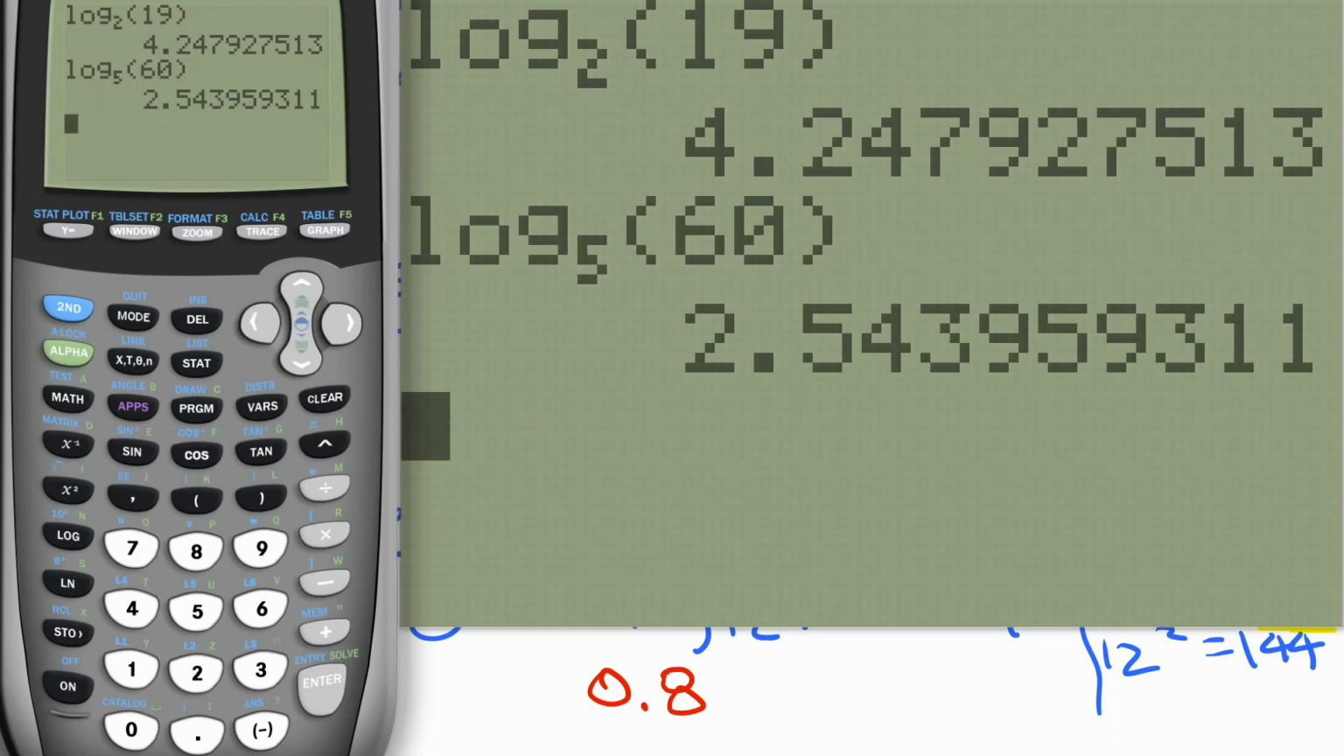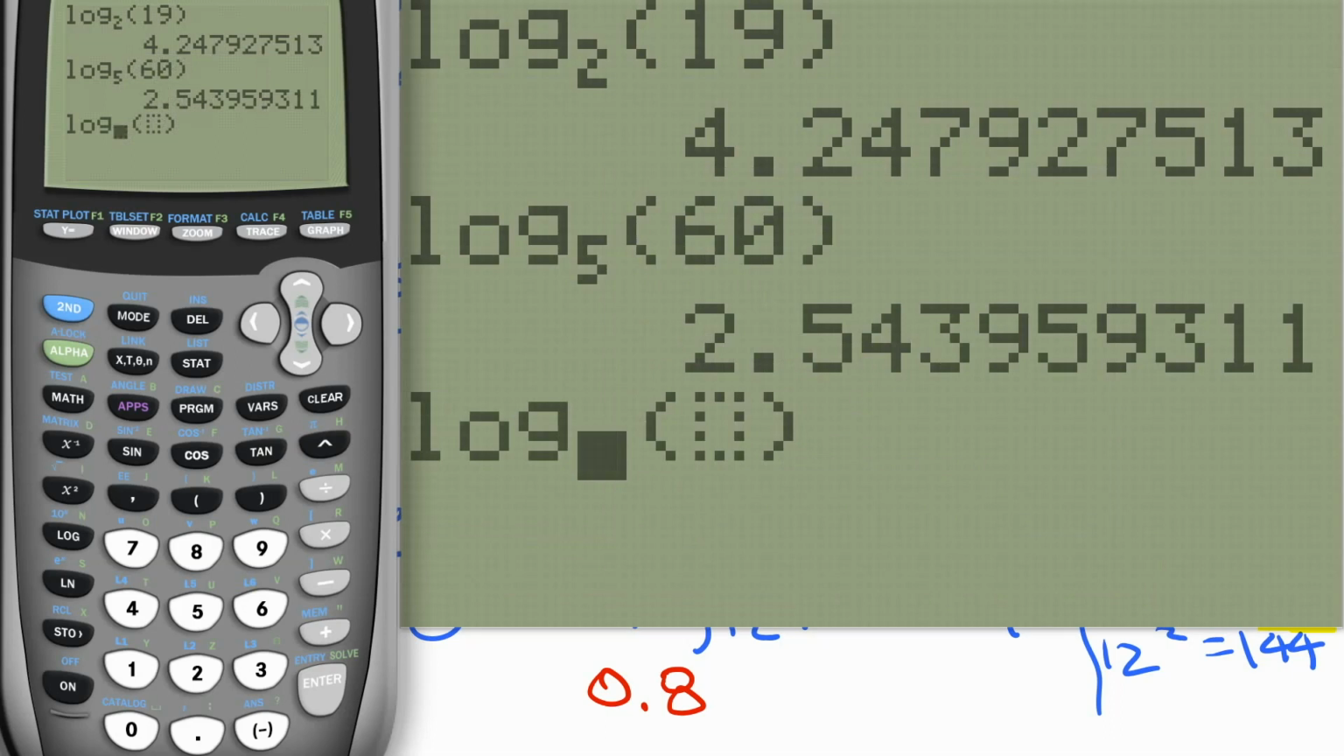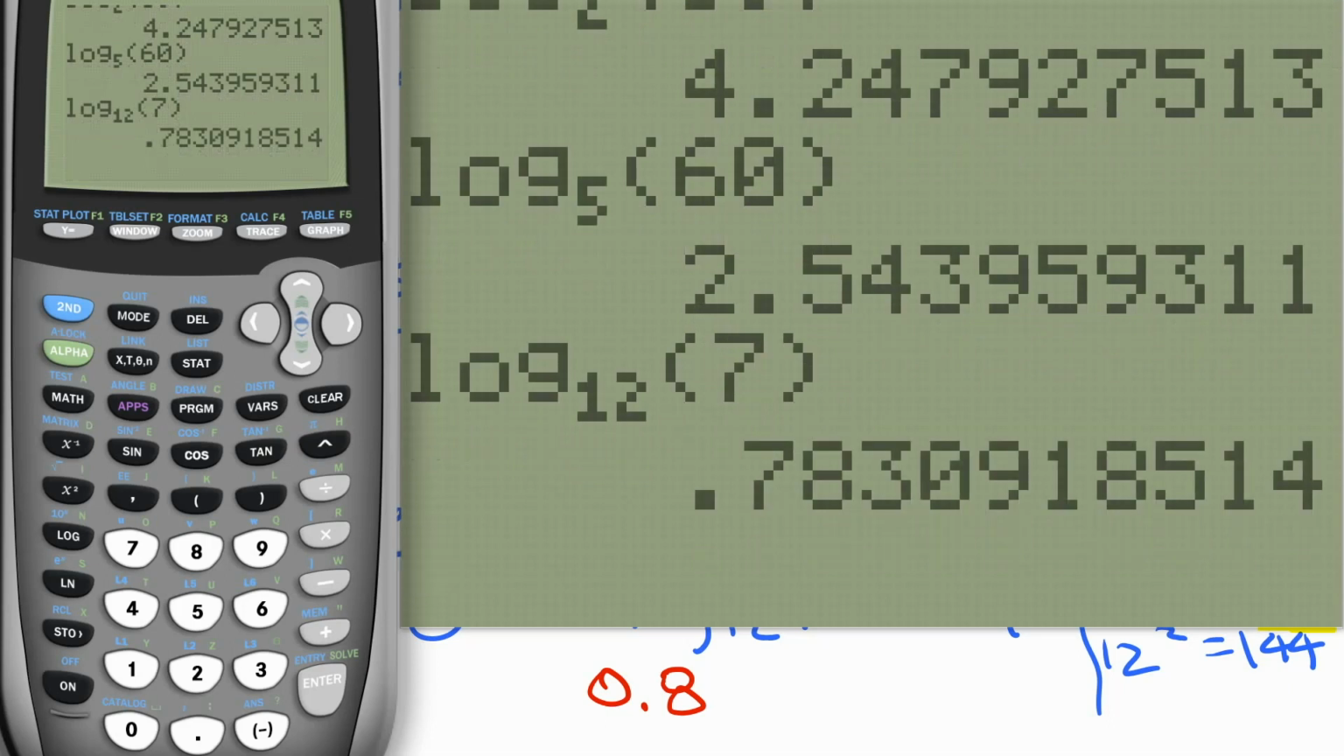And then the third one here, log base 12 of 7, about 0.78. As I said, it's maybe higher than you think. All right. Now again, don't worry if you don't have a calculator that does this, because as I showed you earlier, you can use a spreadsheet.